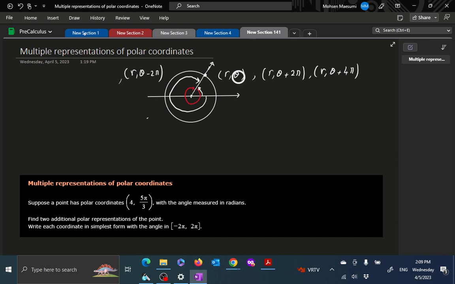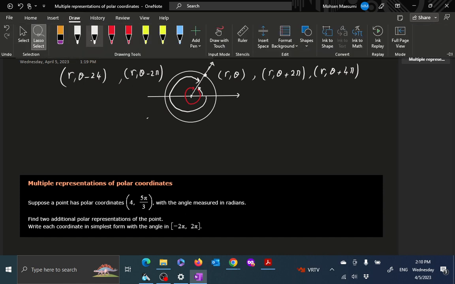You notice that the angles differ by 2 pi. So I can add 2 pi or I can subtract 2 pi, and all of them bring me to the same point on the circle. So whatever representation I have, I can add multiples of 2 pi to it, and they all point to the same location. Now it becomes even more interesting than that.